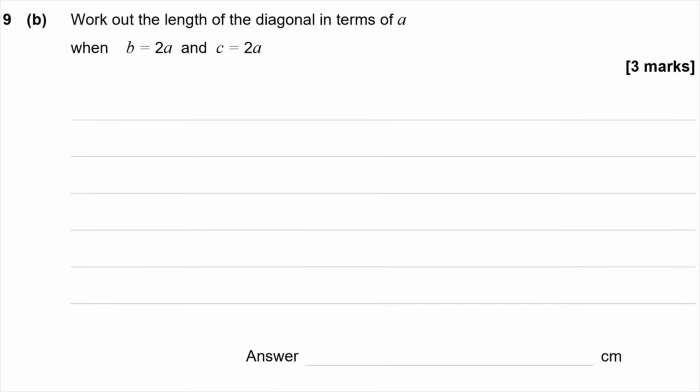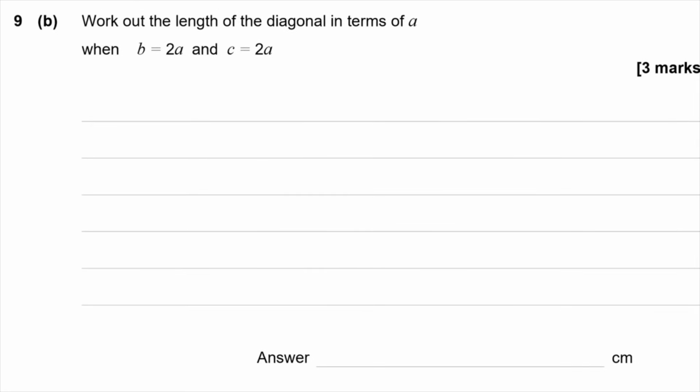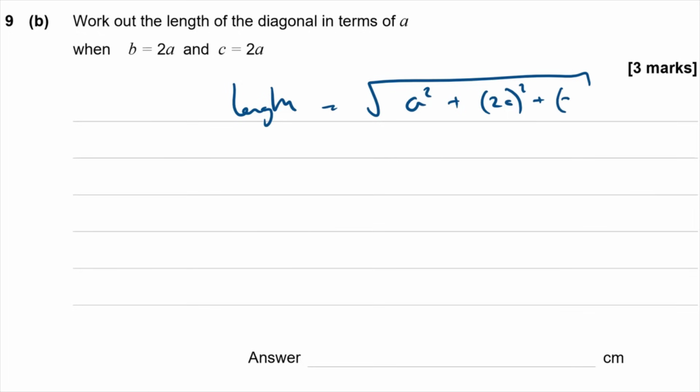Okay, now part B says work out the length of the diagonal in terms of a when b is 2a and c is 2a. Okay, so we've got to do the same thing algebraically now. So the length is going to be equal to the root of a squared plus b is going to be 2a, so 2a squared, and c is going to be 2a squared, like that.